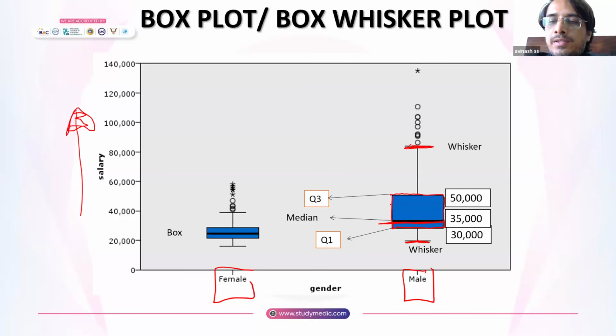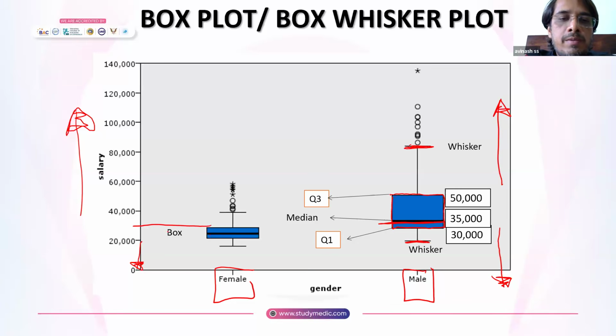What does that represent? It represents that 25% of the males are drawing salary less than 30K. Similarly, 25% of the females are drawing salary less than 20K. 25% of the males are drawing salary more than 50K. Similarly, 25% of the females are drawing salary more than 30K. So that comparison you can do. Whereas 50% of the males are drawing salary between 30 to 50K, 50% of the females are drawing salary between only 20 to 30K.